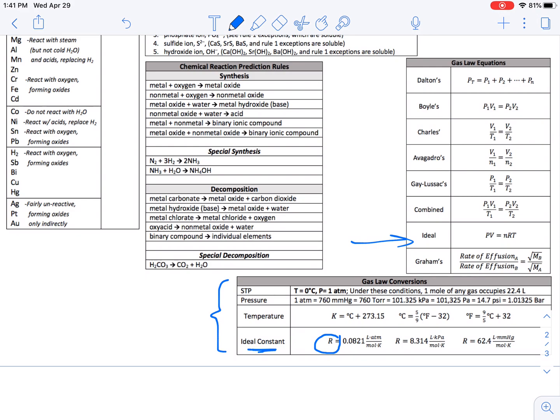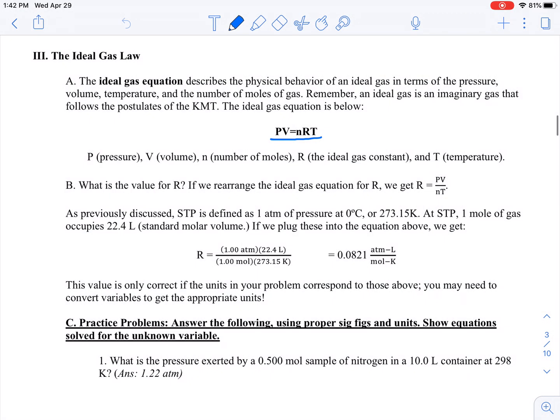And also notice that STP is defined. So remember, we said STP means standard temperature and pressure. Standard temperature is 0 degrees Celsius, standard pressure is 1 atm, and it turns out that if you have 1 mole of any gas under those conditions, it always occupies the same volume, 22.4 liters. So we can use that to our advantage whenever we want to figure out what this R value is in PV equals nRT.